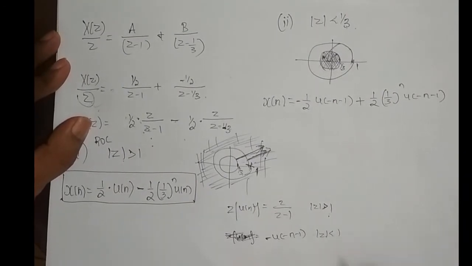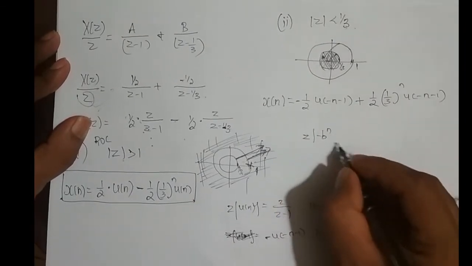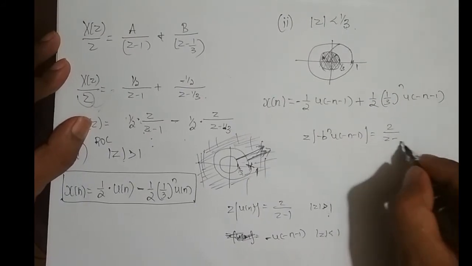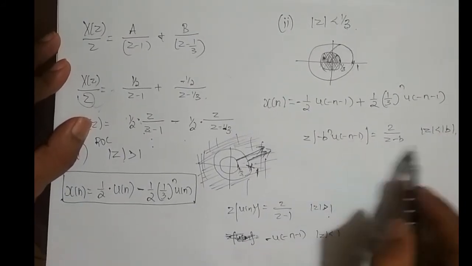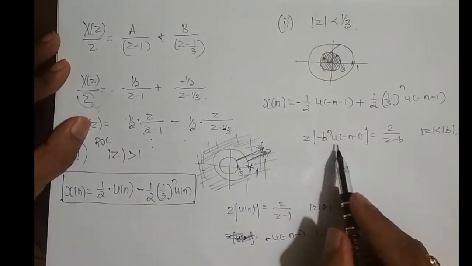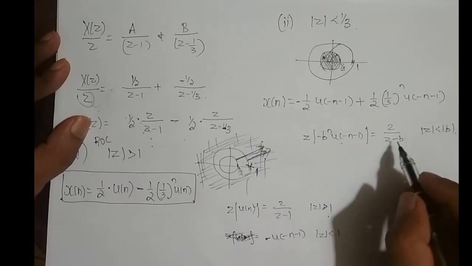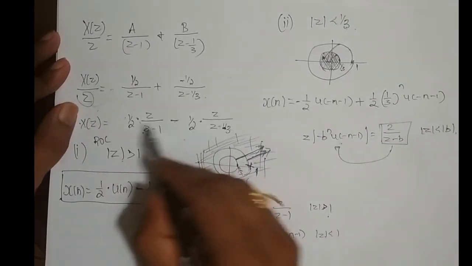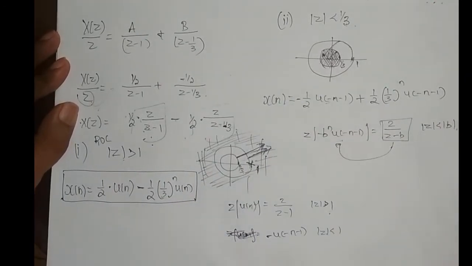So how did I write this? Because minus of the Z transform of minus b power n u of minus n minus 1 is z by z minus b, with magnitude of z less than magnitude of b. So apply this result. This is an infinite-length left-sided sequence. Since I am taking the inverse Z transform, I am converting from this to the time domain, from this to the time domain.